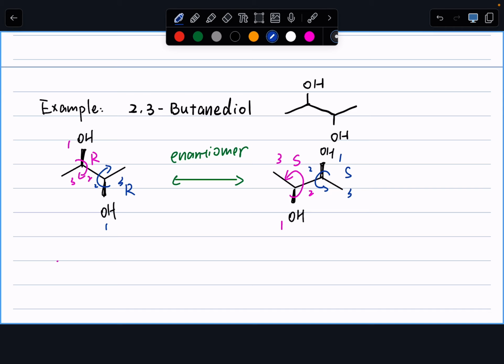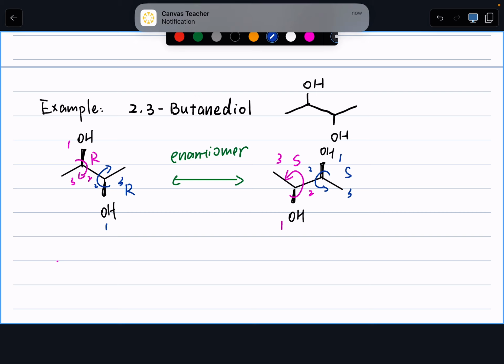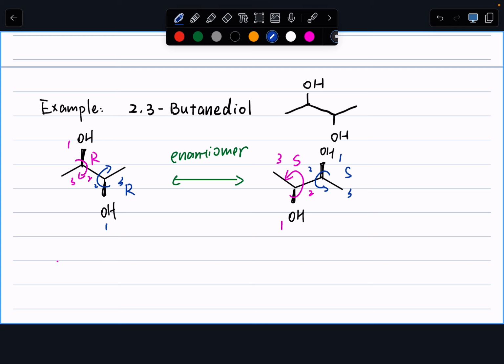You can also look at this molecule from different perspectives. This is staggered, and we can rotate it. This is eclipsed, and staggered, eclipsed. These are just different conformations of the same molecule. All right, so these are my enantiomeric pair.